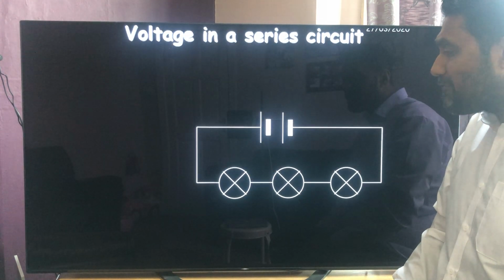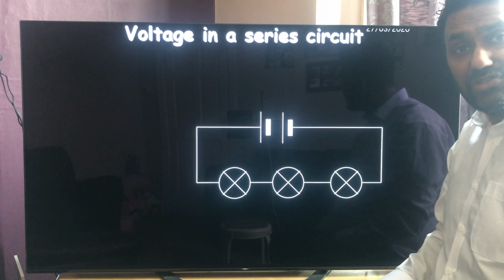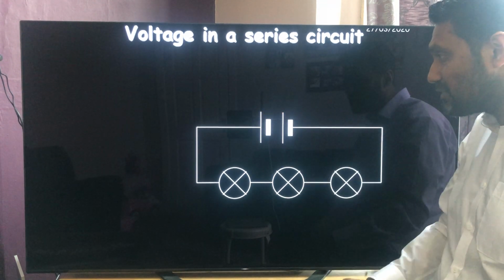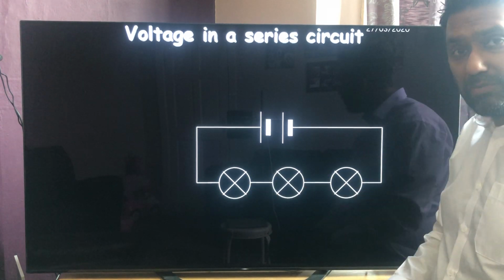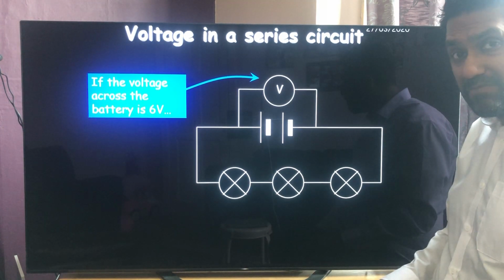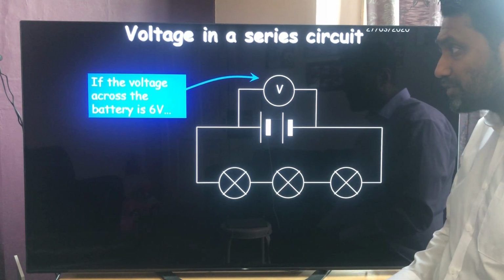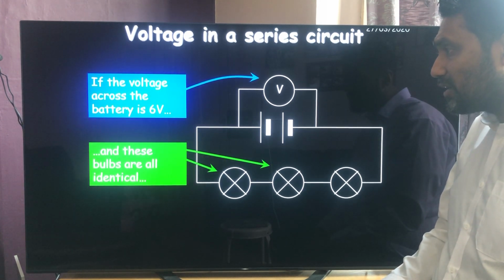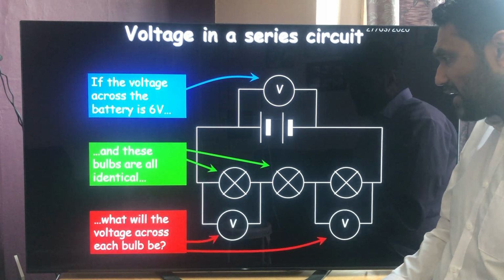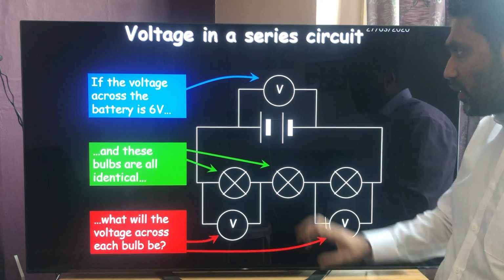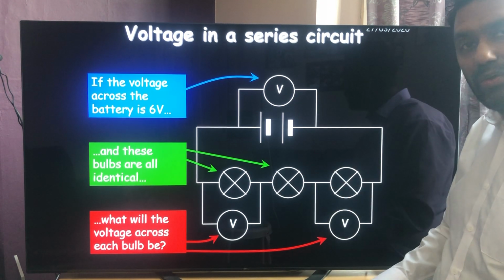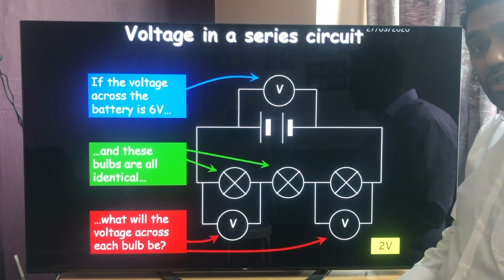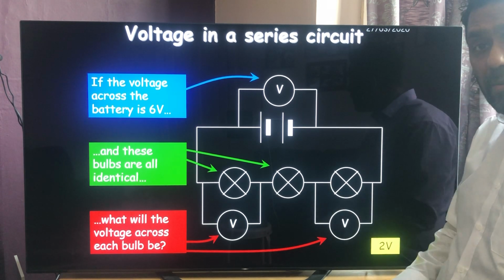So, what about voltage in a series circuit? Based on our previous data, we can conclude that whatever the voltage was from my cells, or my battery of cells, it's going to be shared amongst my components. And if my components are exactly the same, then the components will get an equal share of that voltage, that potential difference. So if I've got 6 volts across this battery, and these bulbs are identical, what would I get at each of those bulbs? Well, if I've got 6 there and there's 3 bulbs, share them out equally. So I'll get 2 volts, 2 volts, and 2 volts. So you should get 2 volts across any of those individual bulbs.